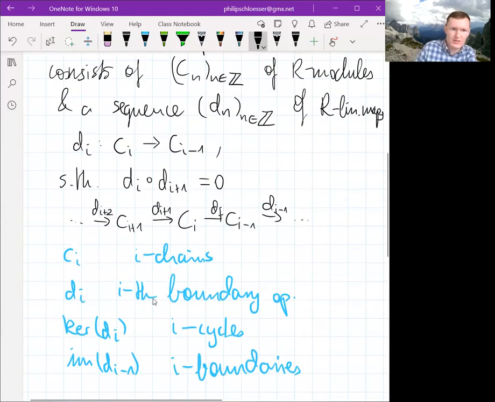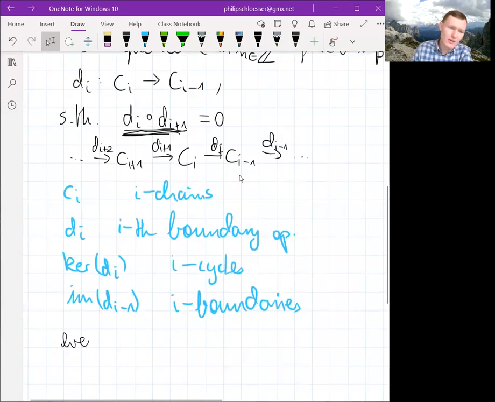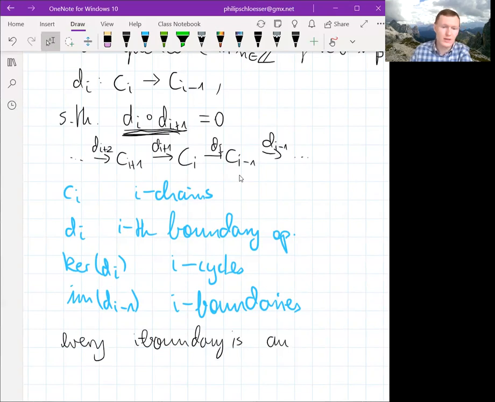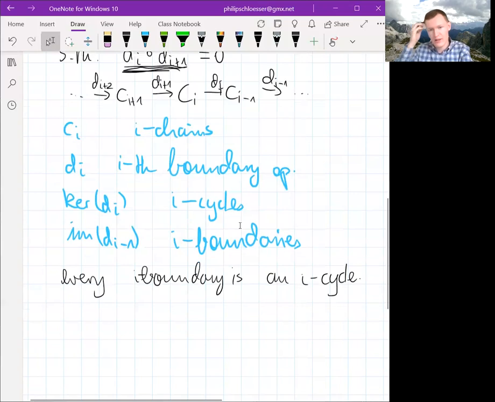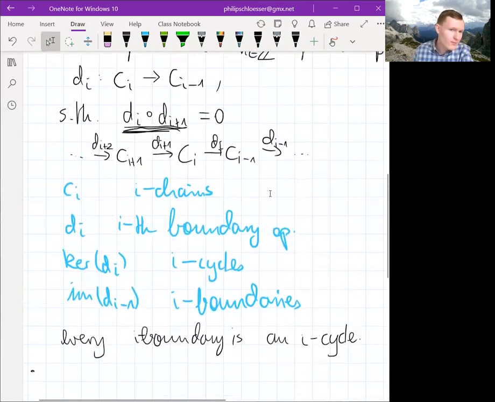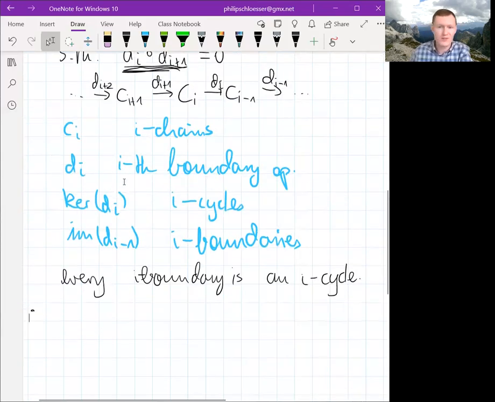The condition that the composition of boundary operators is 0 just means every i-boundary is also an i-cycle. And in a way, we will later classify in how many ways i-cycles can fail to be i-boundaries. That's what the homology is all about, actually.